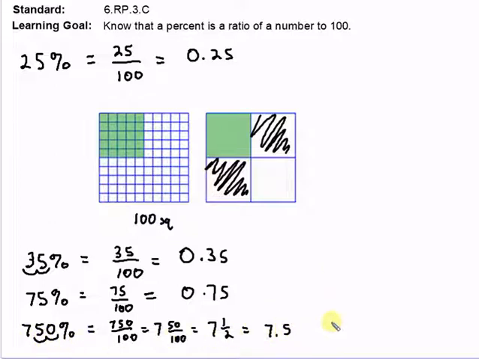So in this case, 750% is equal to 7 and 50/100ths, 7 and 1/2, and that is equal to 7.5. And that's how we can convert between all of our different fractions, because we know that a percent is a ratio of a number, 25, to 100.